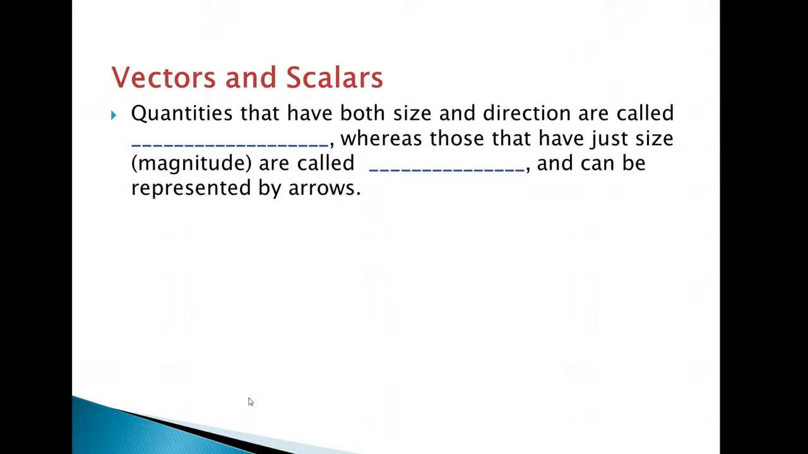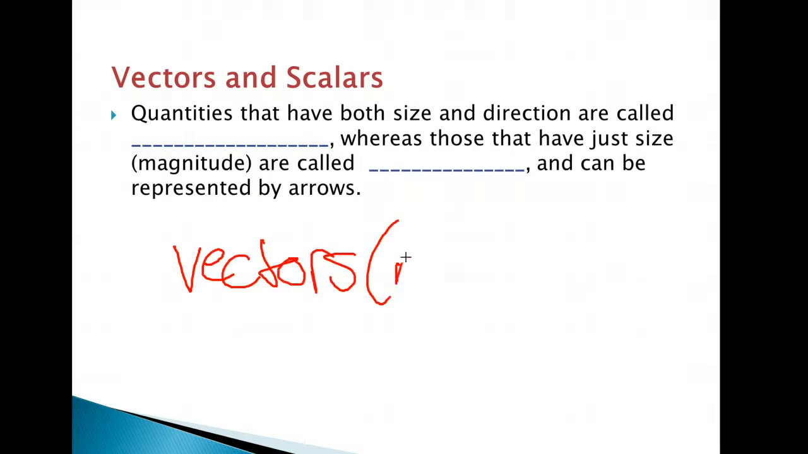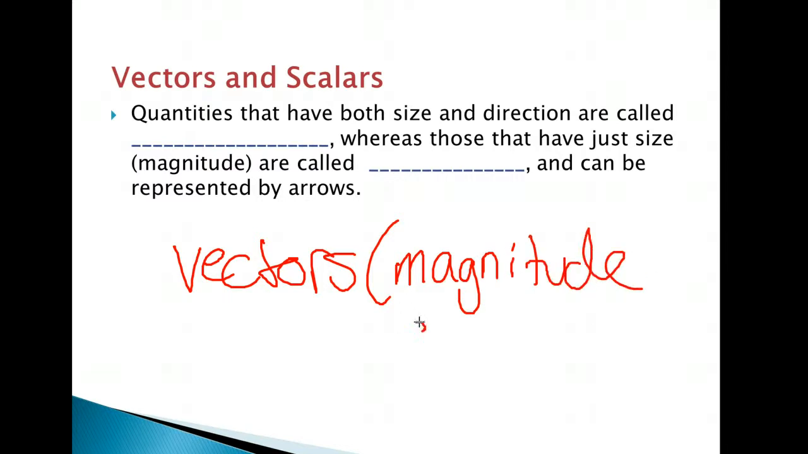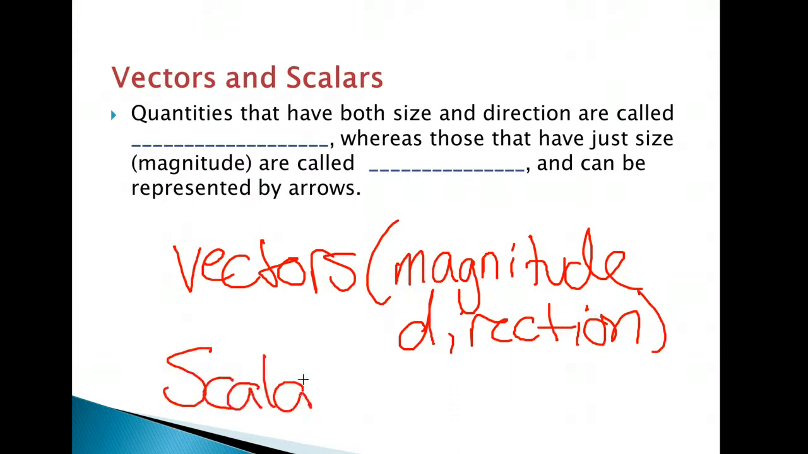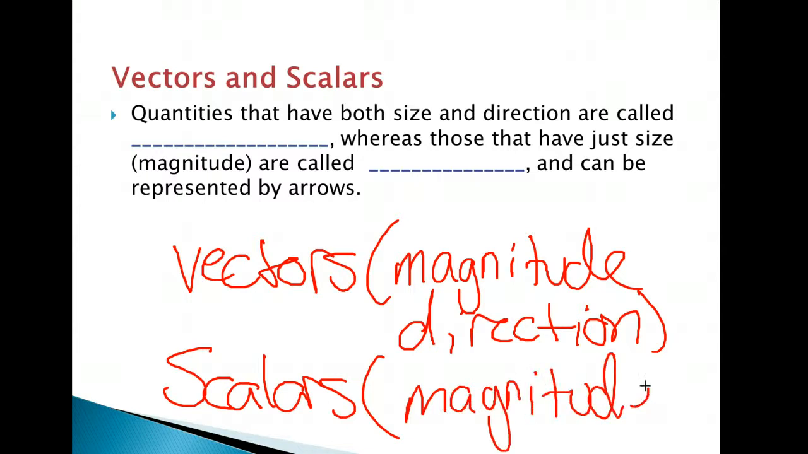Now this is one of those main key ideas that you want to focus in on, especially for your test. The idea of vectors and scalars. Basically, vectors have two properties. We call the first property magnitude and the second property direction. Whereas scalars have just this idea of magnitude, not direction.